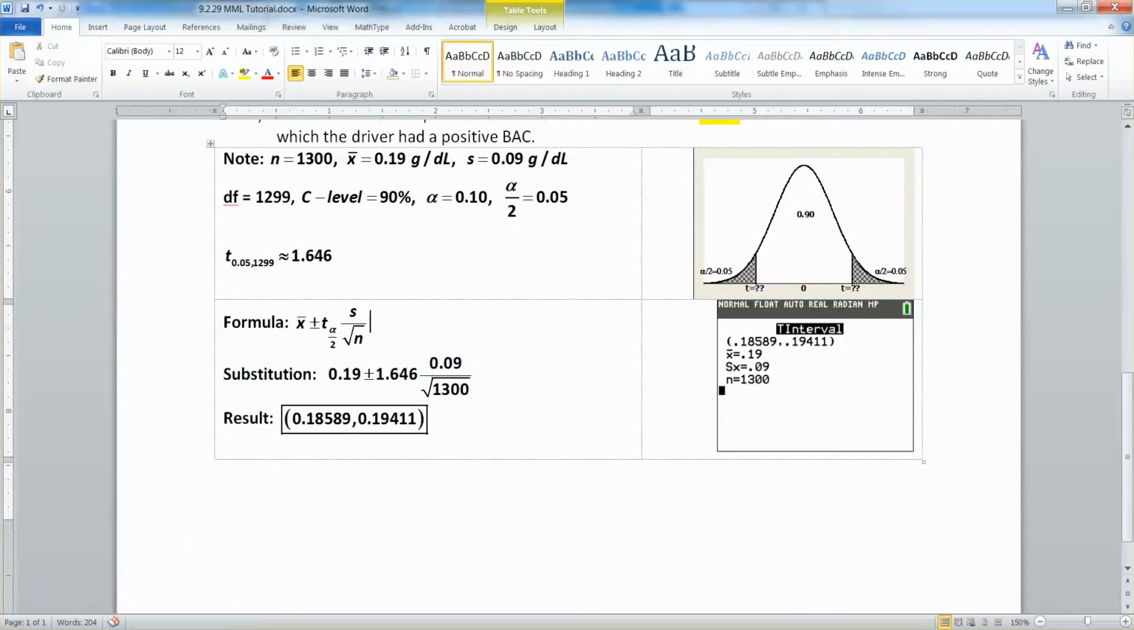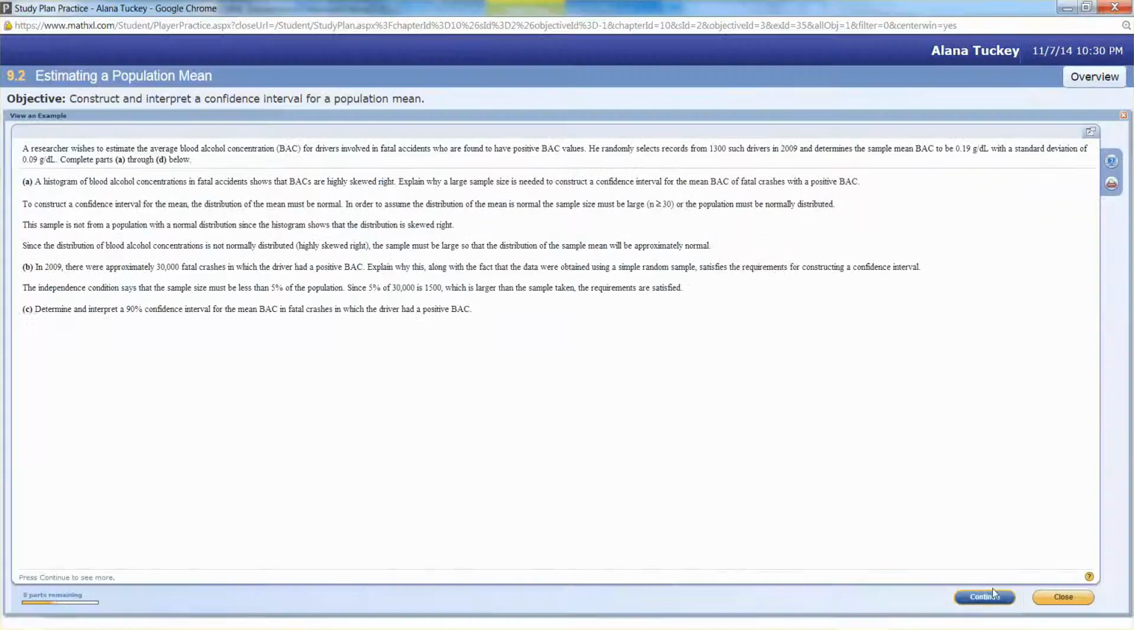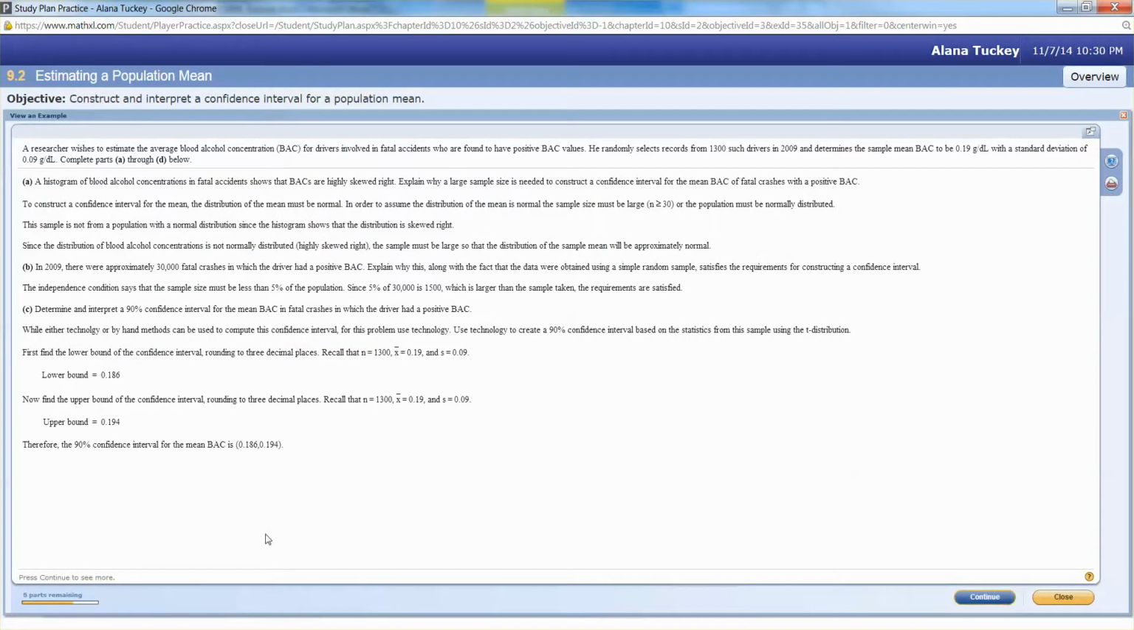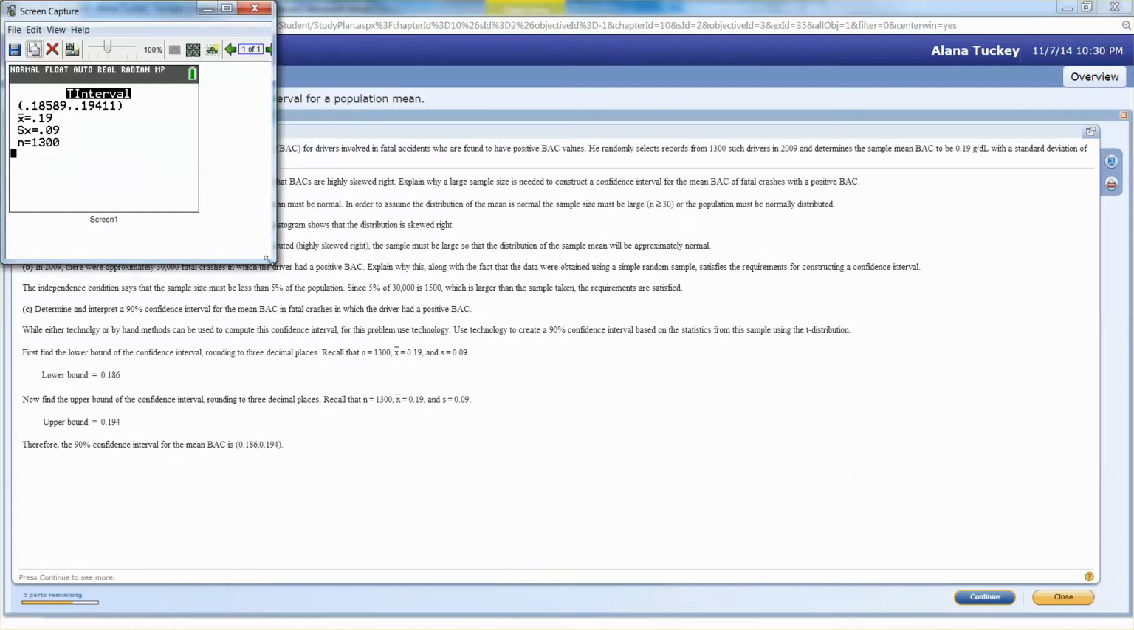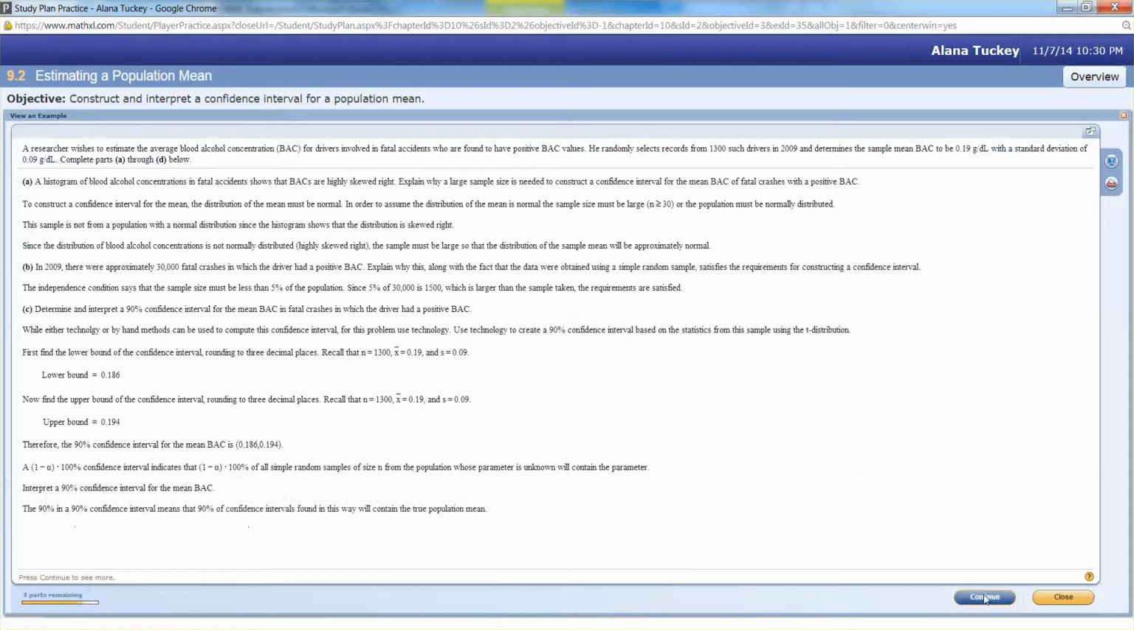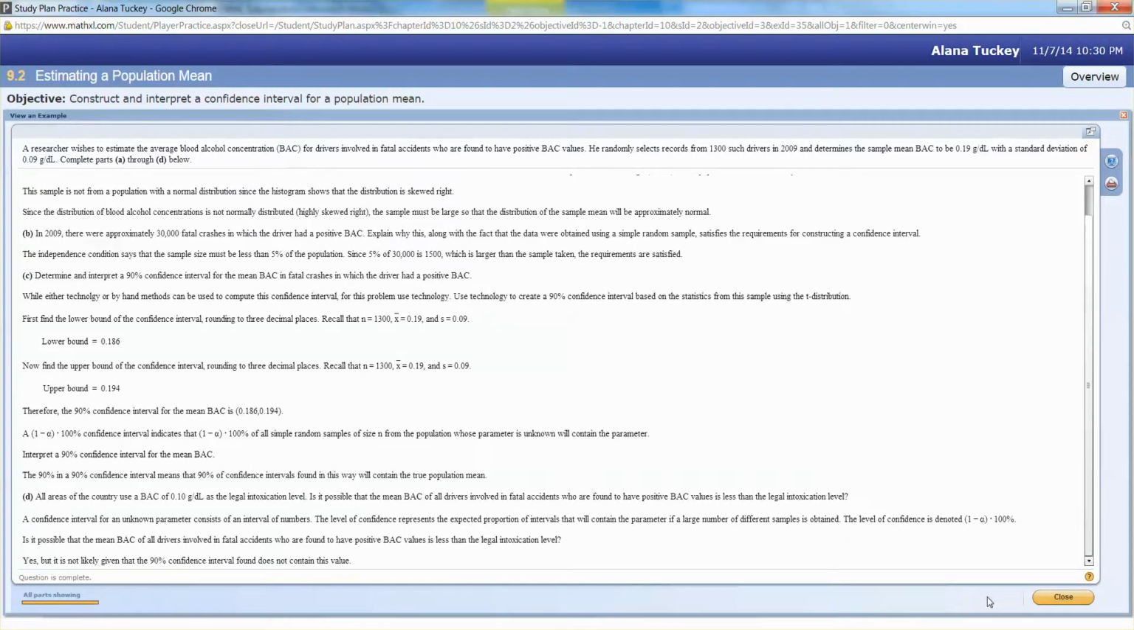Okay, so then we have that. Let's just double check our answers real quick. So they say 186 and 194. And that matches what we have. We've just rounded it, 186 and 194. And you're done. And then let's see, what else do they want? All areas of the country use a BAC of 0.10 as a legal intoxication level. Is it possible that the mean BAC of all drivers involved in fatal accidents who are found to have test positive is less than the legal intoxication level?